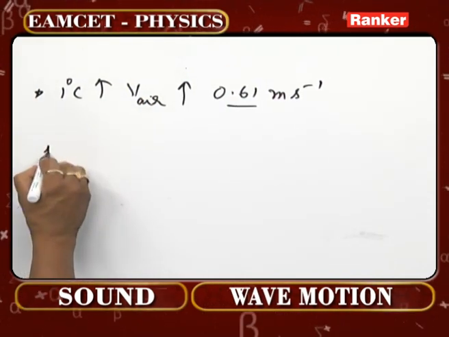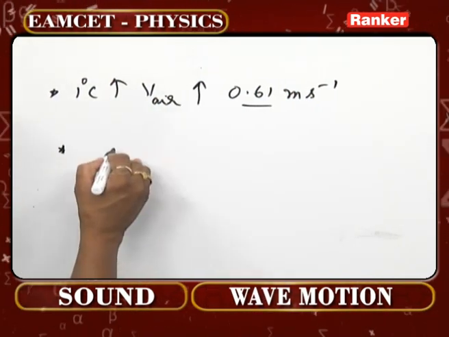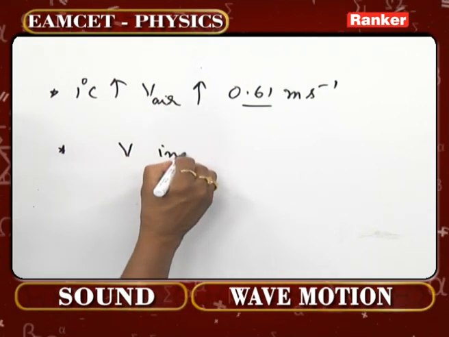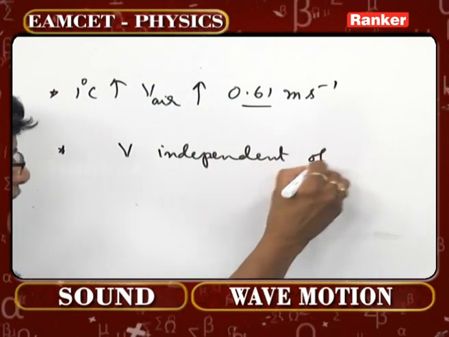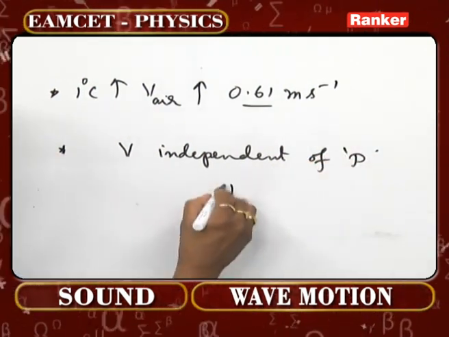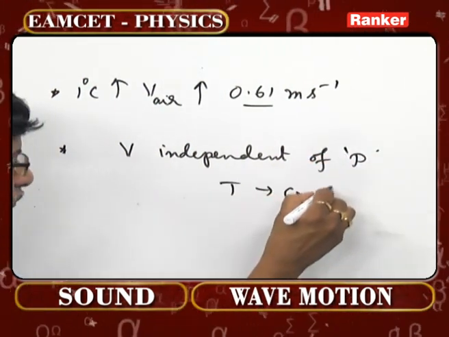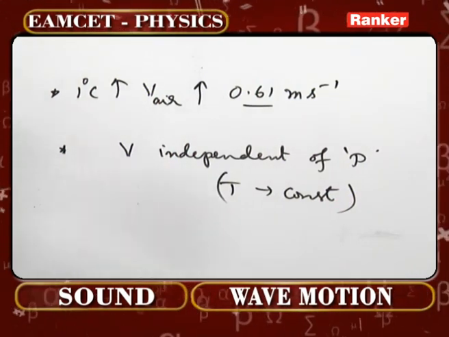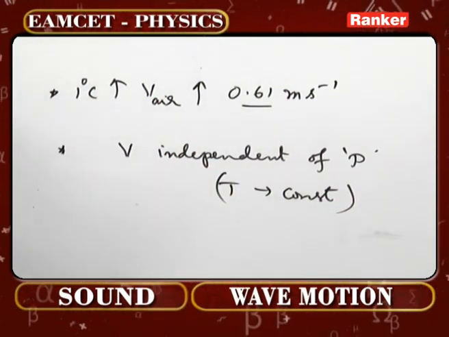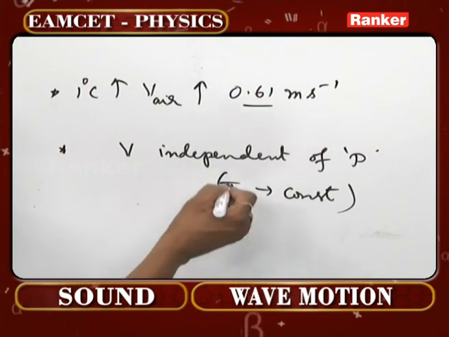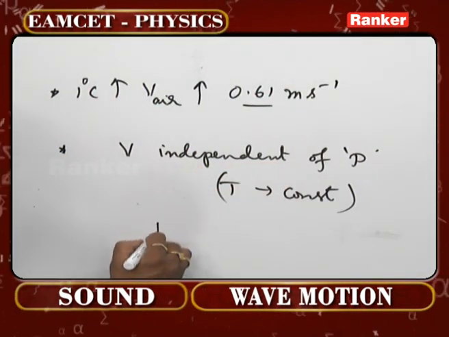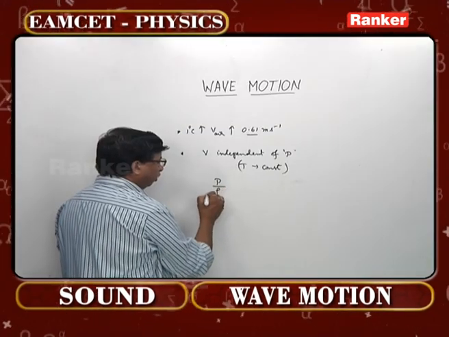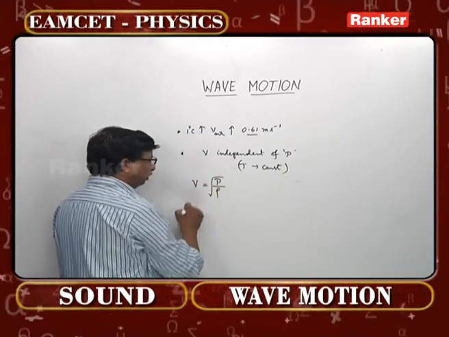What is the influence of pressure on velocity of sound? Velocity, of course, is independent of pressure. What we have to understand here is that the condition is constant temperature. If the temperature of the system remains constant, or in other words, if the system is isothermal by nature, velocity is independent of pressure, because root of P by rho is the velocity of sound.